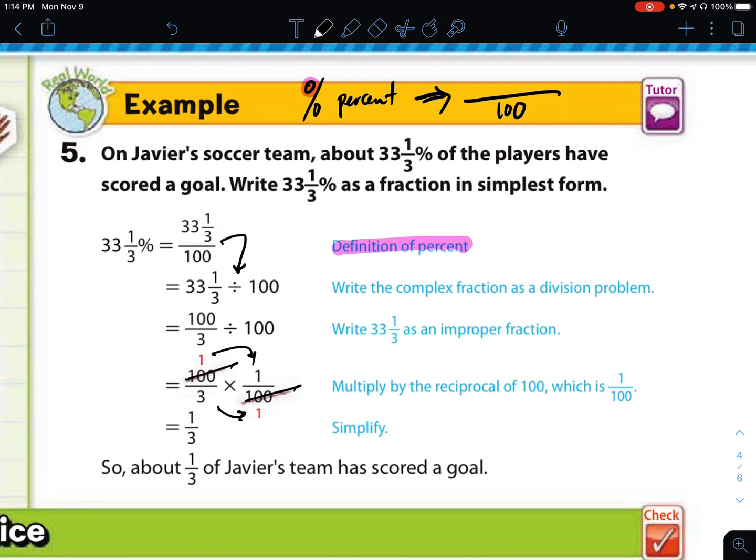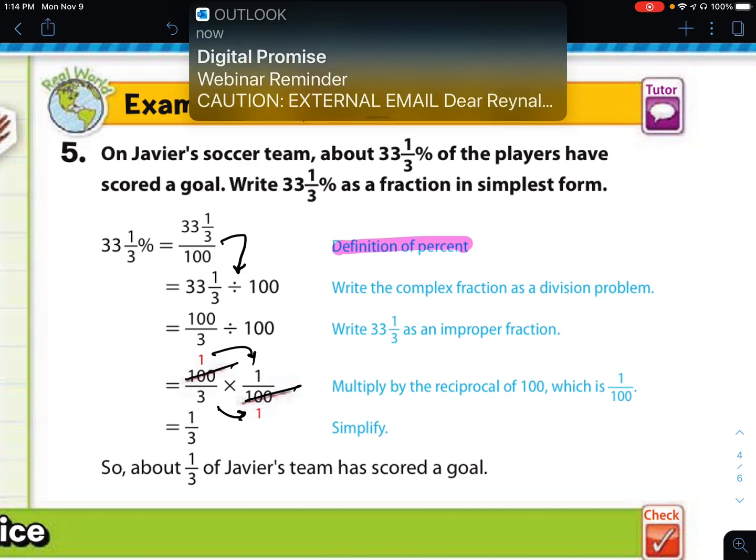So rewind this if you still didn't get it, and then let's see if you can answer the following problem. And that's it.